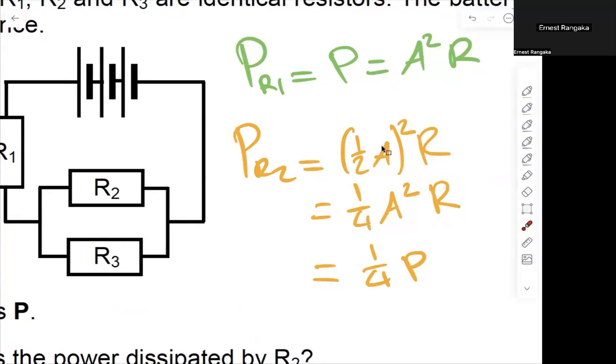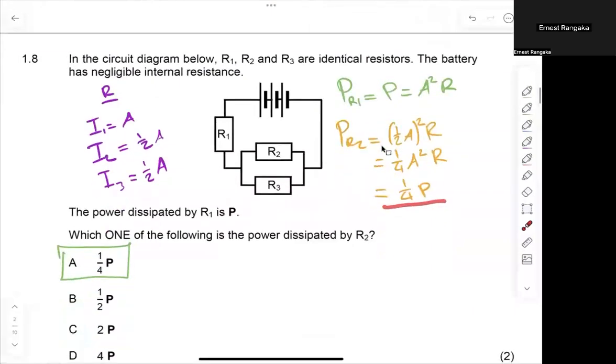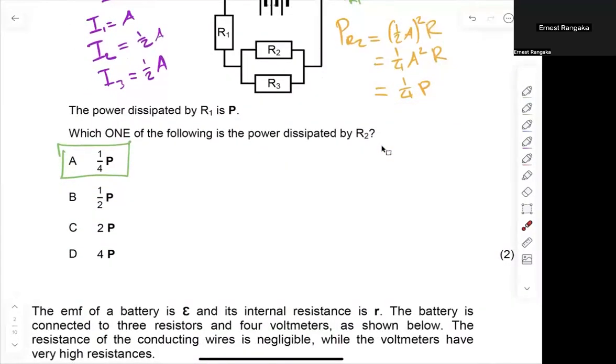So if P is A squared R, that means this A squared R thing is also P. So I can replace it with a P, meaning the power for R2 is actually 1/4 P. And then we can see that the answer in this case is going to be A and not B or C or D. Hope that makes sense.